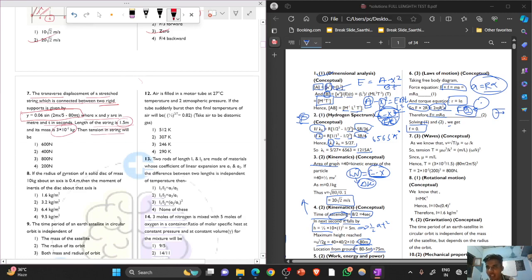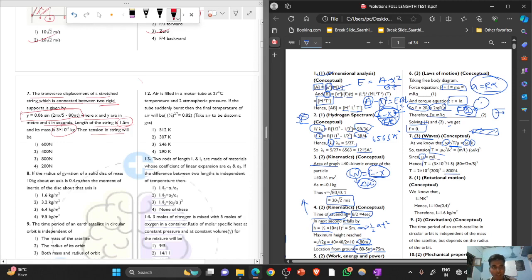In the case of a wire or some material, the velocity of wave is given by under root of T by mu, which you can calculate by velocity equals omega by k. From here you can calculate the T. T will be your tension, and mu is linear mass density, that is mass per unit length. Putting the values, you can easily calculate the tension. That will come out to be 800 Newton. So correct option will be option number 3.